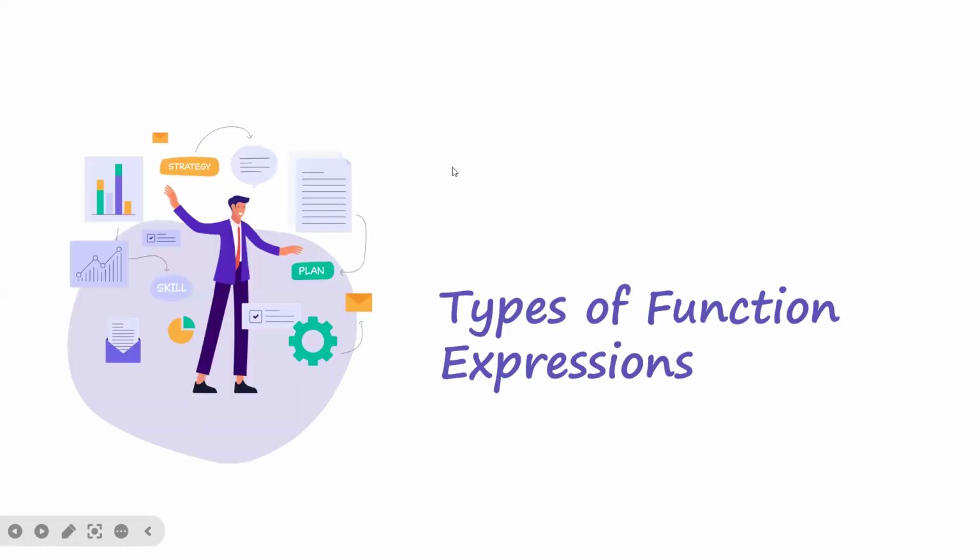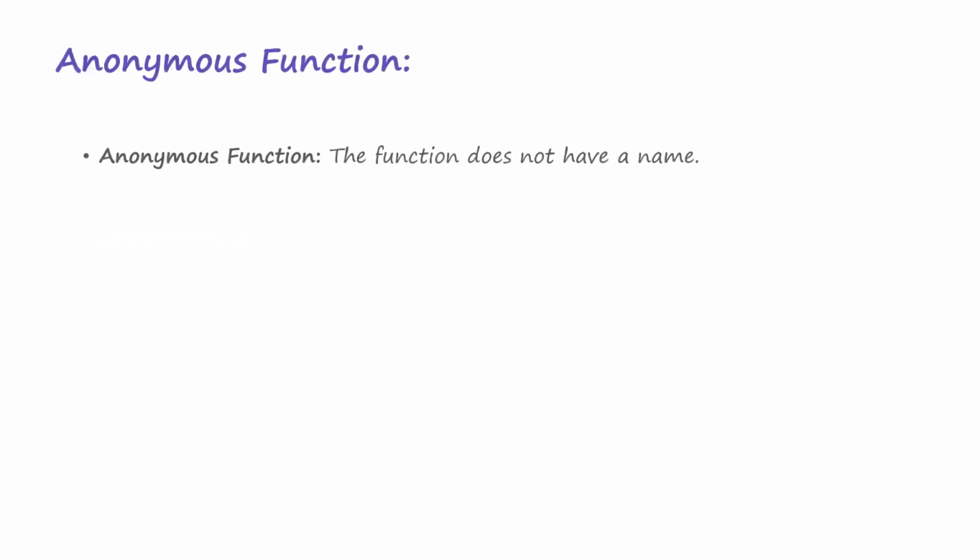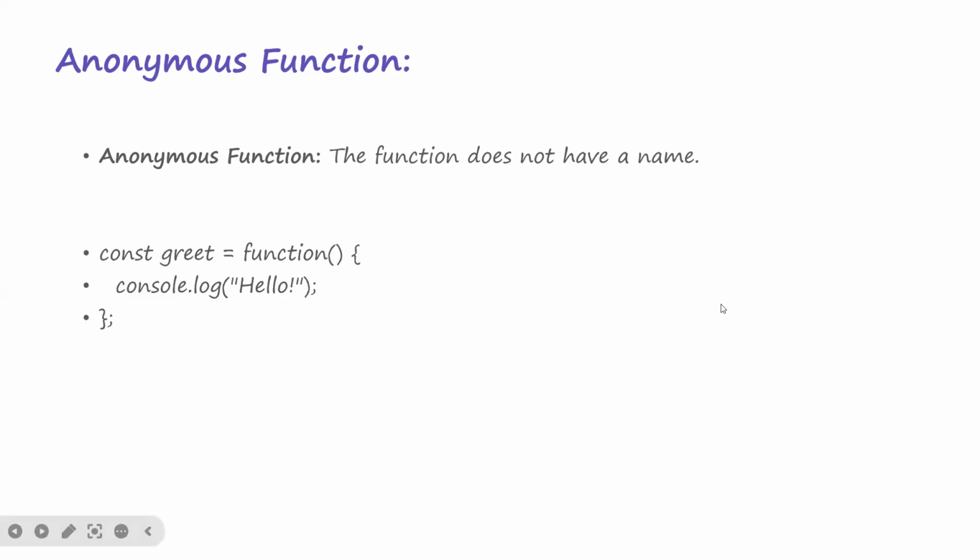So now, what are the types of function expressions? Let's take a look at it one by one. Now we have the anonymous function. This function does not have a name. That's what we have already seen. When you have something like this, a function that does not have a name at all, it's an anonymous function.